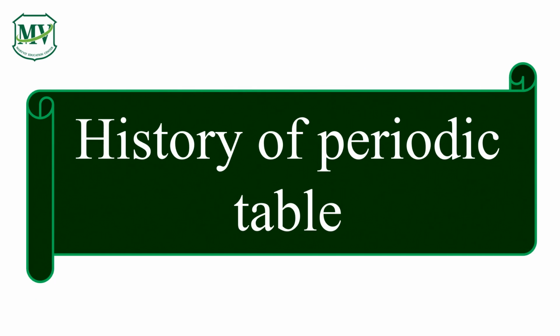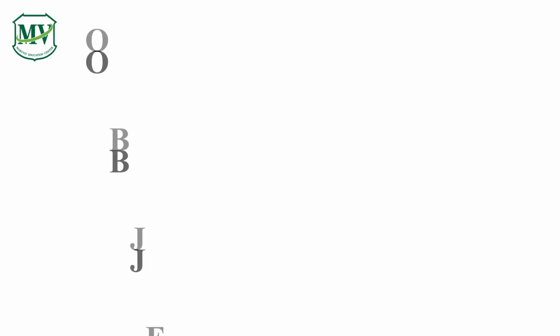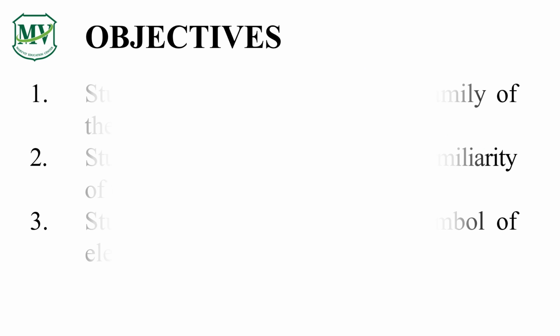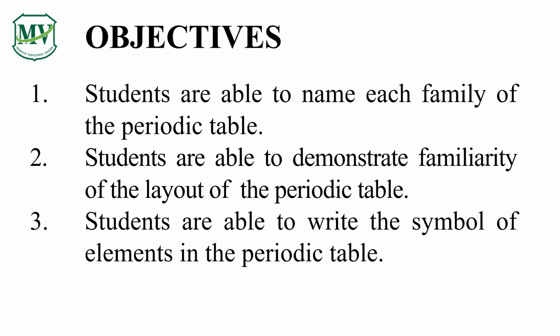Let's get started with the lesson part. These are the three things you will be learning today. At the end of the lesson, you will be able to: Number 1. Know the families of the periodic table. Number 2. Demonstrate familiarity of the layout of the periodic table. Number 3. Write the symbol of elements in the periodic table on your own. Let's start.